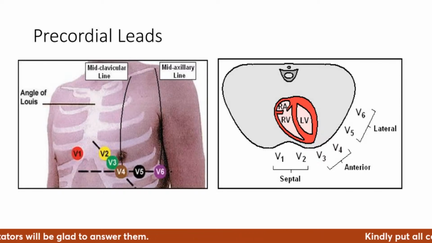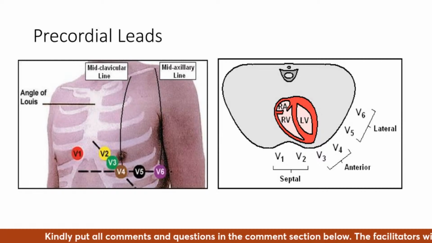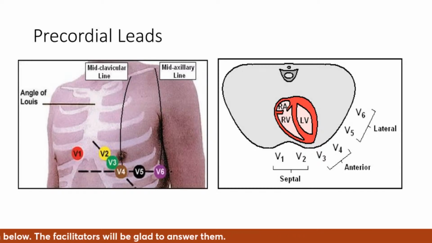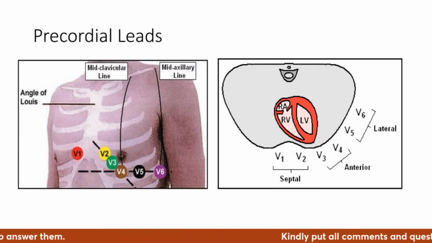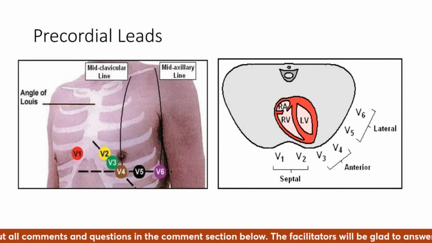So it is extremely important that we pay attention to the proper placement of the lead. Placement of the lead, even one or two intercostal spaces higher, can give you abnormalities that may not be present. Same thing with the limb leads. It is possible for an astute clinician to pick up that the leads have been misplaced, but this may not be the case for everybody, so it's extremely important that the person performing the ECG gets it right.